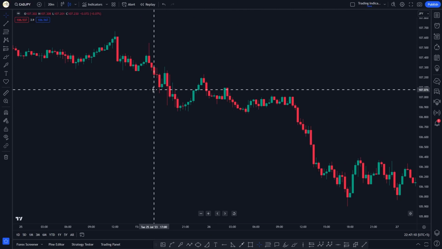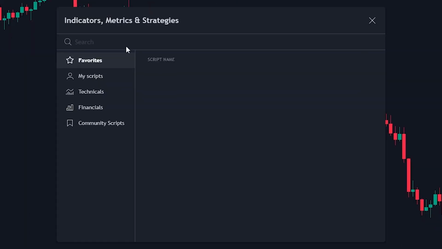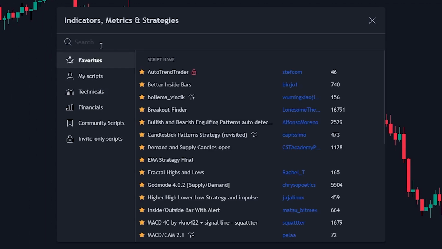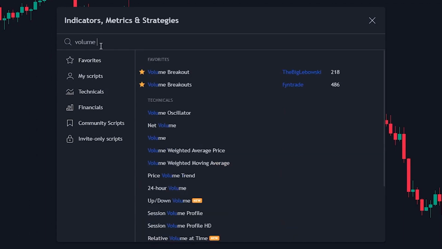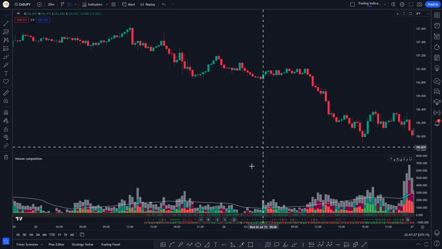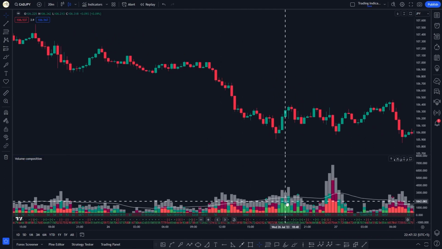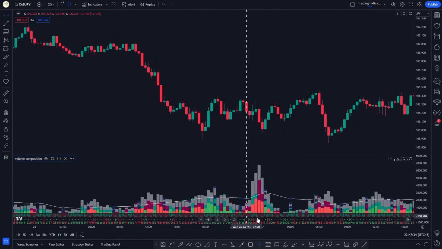Now, first of all, before we do anything, let's go ahead and add the indicators that we're going to need for this strategy. And for that, we're going to go towards the indicator tab. And here we're going to search for volume composition. And we're going to add this indicator by Quantify Tools to the chart. Now, once the indicator is loaded, we can see that there are different bars that are showing up on the chart along with different numbers.